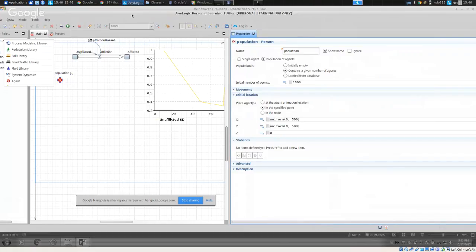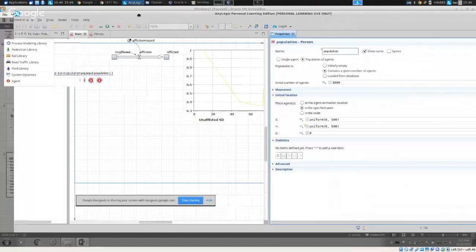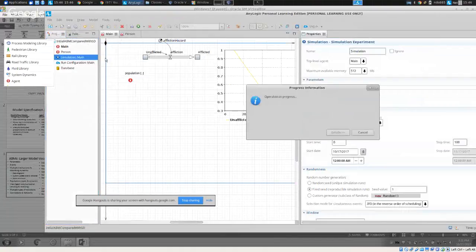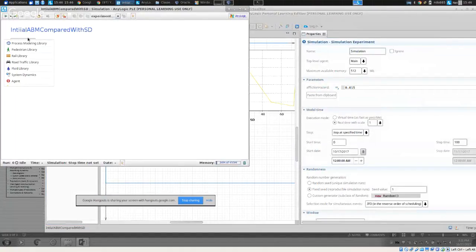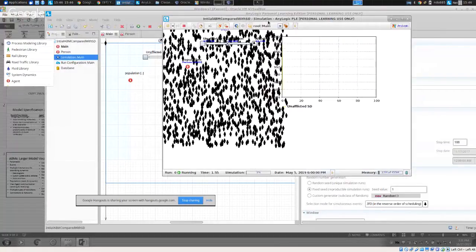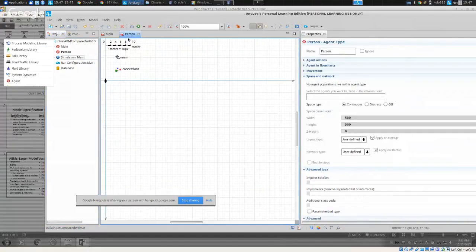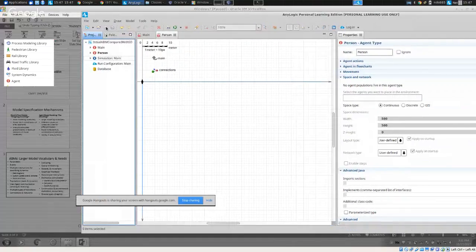Let's run this model and we'll see what happens, okay? Here we go. Run the model and we will take a look at what's going on. So there's my population of agents. But right now, are those agents following the behavior of this stock and flow? No. Ladies and gentlemen, these agents need to be associated with dynamics. So let's go add that, okay?